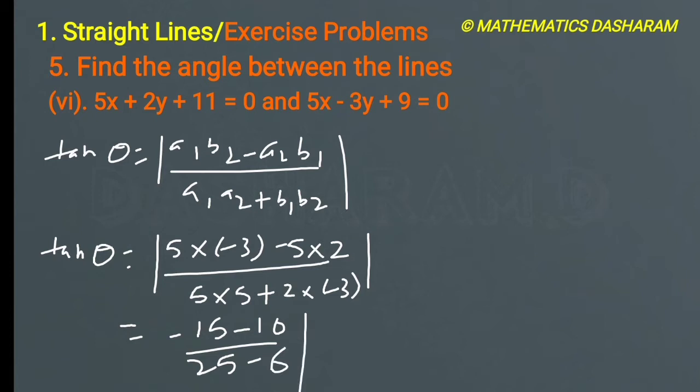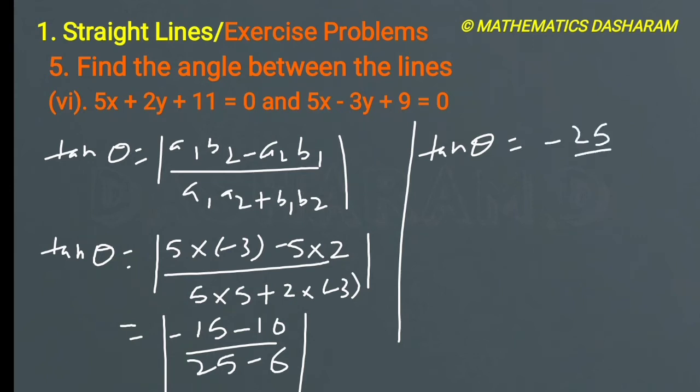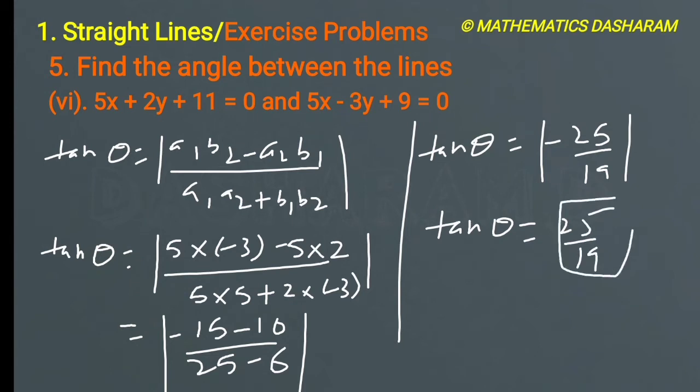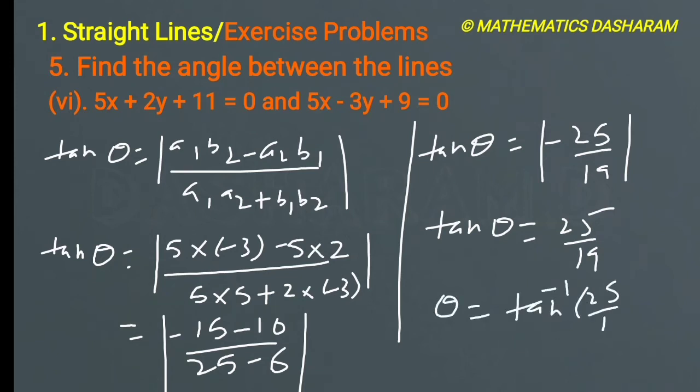3 twos are 6. So tan theta equals (-15 - 10), which is -25, divided by (25 - 6), which is 19. So tan theta equals, it is positive, 25 by 19. The value 25 by 19 is not available in the tan trigonometric ratio table. Then theta equals tan inverse of 25 by 19.